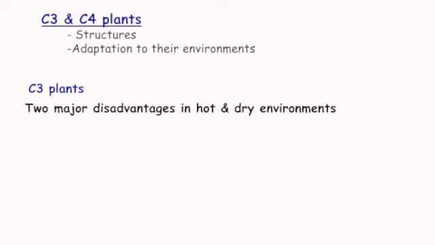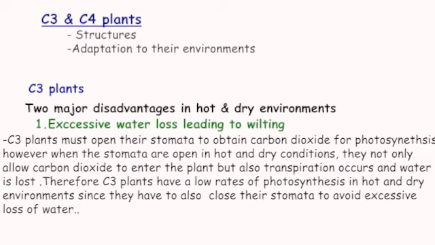Firstly, C3 plants must open their stomata to obtain carbon dioxide for photosynthesis to take place. However, when the stomata are open in hot and dry environments, they not only allow carbon dioxide to enter the plant, but also transpiration occurs and therefore water is lost. So C3 plants have low rates of photosynthesis in hot and dry areas because they also have to close their stomata to avoid this excessive loss of water, and this reduces the amount of carbon dioxide diffusing into the plant.